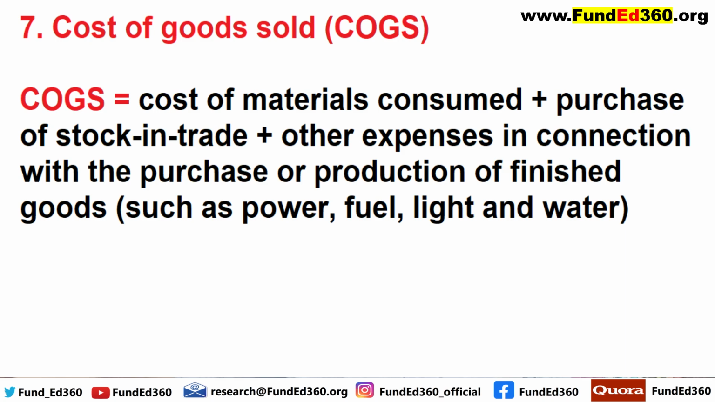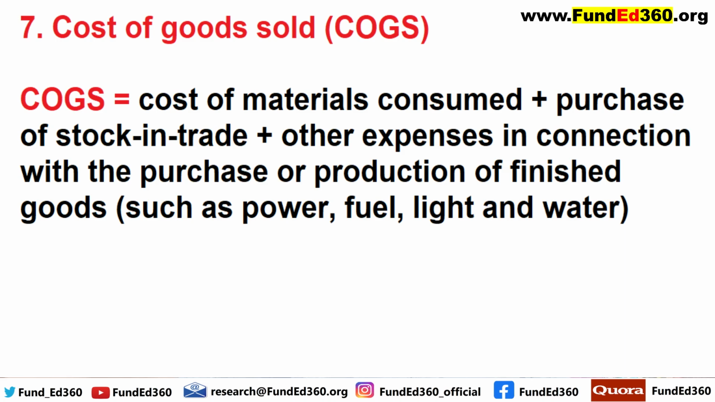Cost of goods sold can be abbreviated as COGS. COGS includes all the costs incurred towards the production and acquisition of the finished goods, including raw materials, labor, or some other expense or overheads. The formula to calculate COGS, that you can find here, is cost of materials consumed plus purchase of stock in trade plus other expenses in connection with the purchase or production of finished goods.